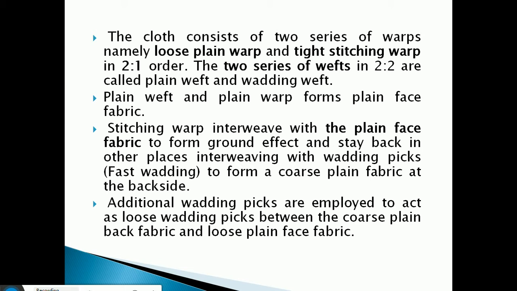In the back segment, the background is forming due to the interlacement of stitching end with the first wadding pick. Additional wadding picks are employed to act as loose wadding picks between the coarse plain back fabric and the plain face fabric. That means if you want to improve the rigidness or the bulkiness, you can add more loose wadding picks between the plain face fabric and the coarse plain back fabric.